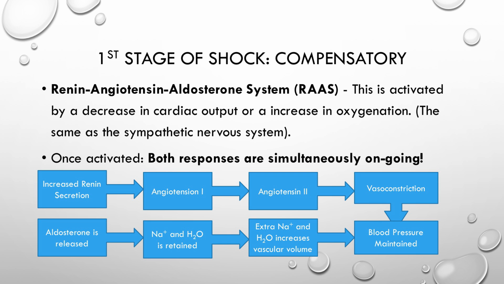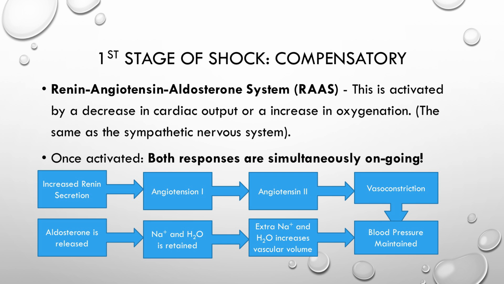So this is a decrease in cardiac output or an increase in oxygenation. Once activated, both responses are simultaneously ongoing. On the top, we have the renin secretion, which converts to angiotensin 1, then converts to angiotensin 2, causing vasoconstriction. At the same time, aldosterone is being released, and sodium and water are being retained in the kidneys. The extra sodium and water increases the vascular volume, which helps maintain the blood pressure. So you have two mechanisms, vasoconstriction and maintaining sodium and water, which will both help maintain blood pressure.